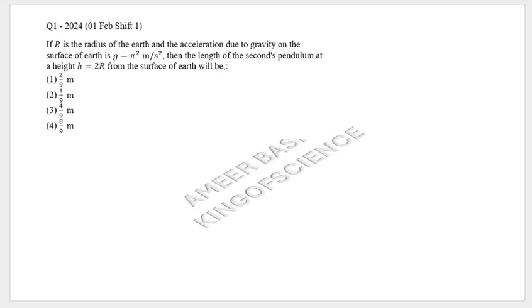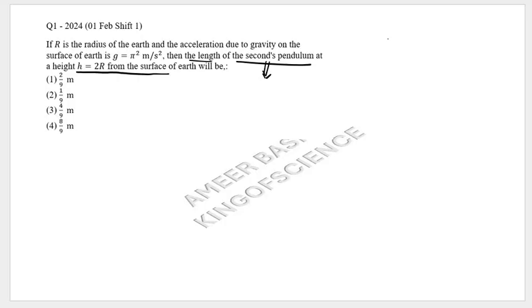The question is as follows. If R is the radius of earth and the acceleration due to gravity on the surface of earth is pi squared, then what is the length of a seconds pendulum at a height h equal to 2R from the surface of earth? So you require two ideas here. What is the meaning of a seconds pendulum here? So what is its time period?